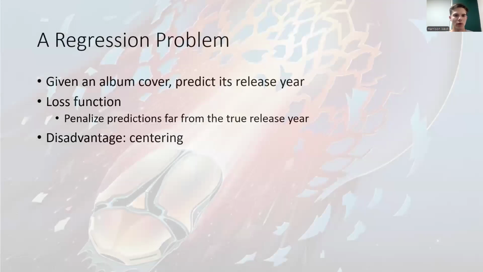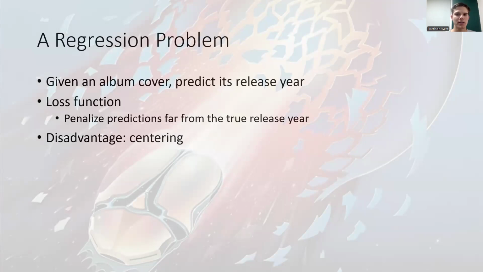So originally, I approached this problem as a regression problem where given an album cover, you'd predict its release year, and I used the range 1950 to 2022. The problem was I used this loss function that penalized predictions far from the true release year, right? Because if we guess 1952 and it's actually 53, that's really good, right? The disadvantage is that the model would start centering, right?